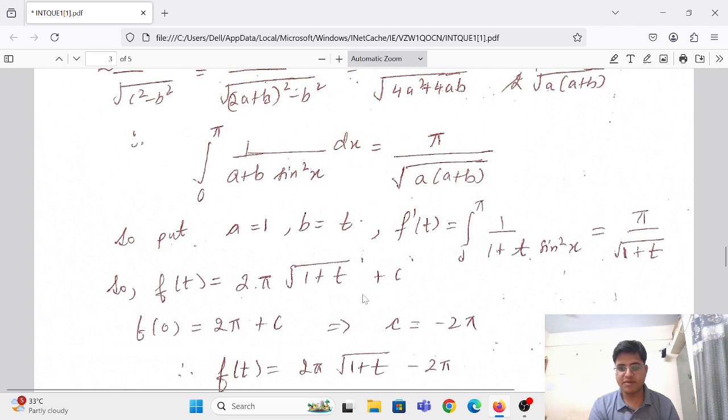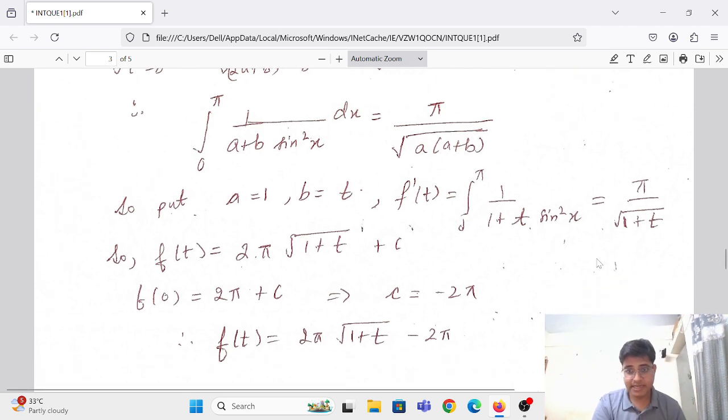So f prime of t integrated with respect to t would be f of t, which is 2 pi root of 1 plus t plus c. Now this was an indefinite integral because you see there's no limit over f prime of t. So we get a constant of integration, and we know that f of 0 is 0, as we have discussed earlier. If we put 0 over here, we get 2 pi plus c, like it just becomes root of 1, which is 1. So f of 0 is 2 pi plus c over here, but that must be 0. So c becomes minus 2 pi. So we get f of t as 2 pi root of 1 plus t minus 2 pi.